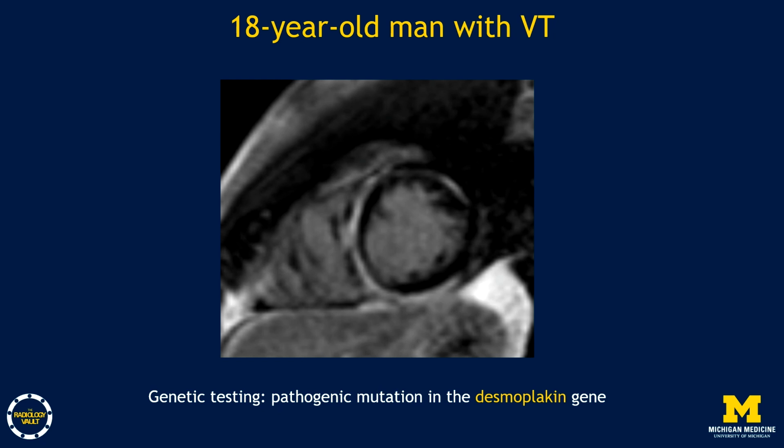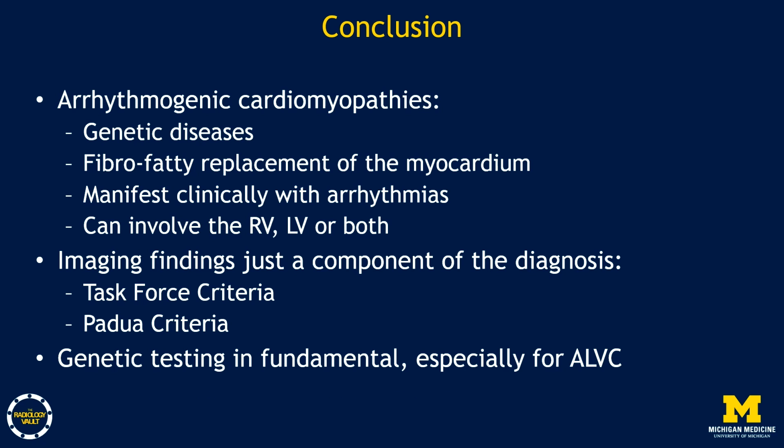ALVC diagnosis. In summary, arrhythmogenic cardiomyopathies are genetic diseases characterized by fibrofatty replacement of the myocardium that manifest clinically with arrhythmias. Genetic mutations, often involving desmosomal proteins, are typically found. Imaging is a critical but singular component of the diagnostic criteria, with comprehensive assessments required to confirm the condition. The task force criteria initially aided ARVC diagnosis, while the Padua criteria now encompass all phenotypes. Genetic testing is crucial, particularly for ALVC.